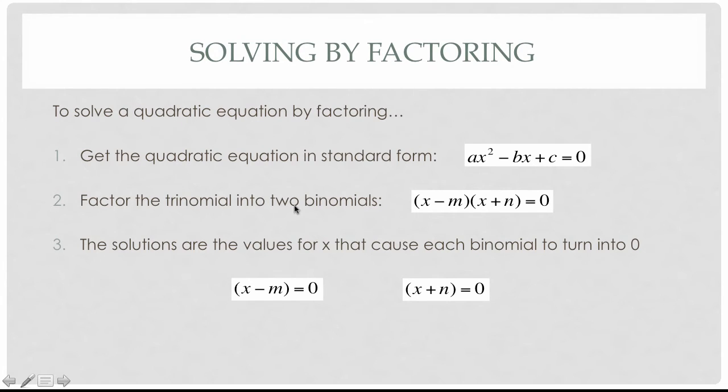Then we factor on the left side. So we factor it out how we can, get our two numbers, do whatever we can. And once we've factored it out, then we look at each binomial separately and say what value of x makes it go to 0. And those are our two solutions. Oftentimes we have two solutions as we deal with quadratic equations.